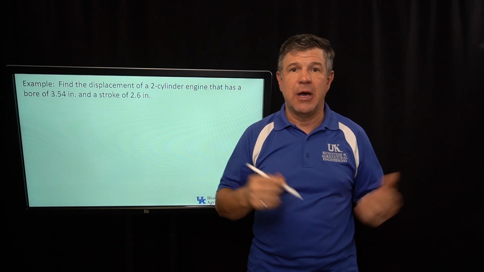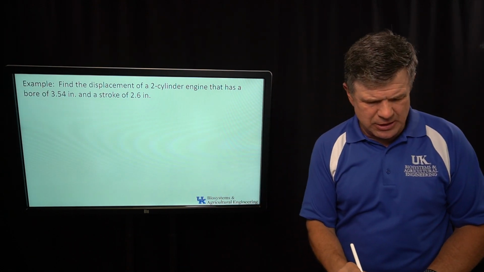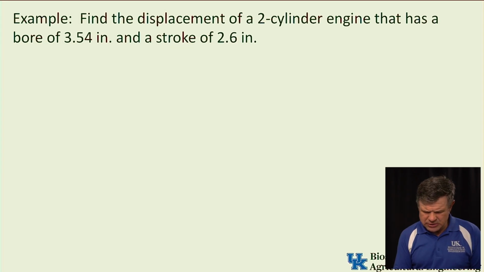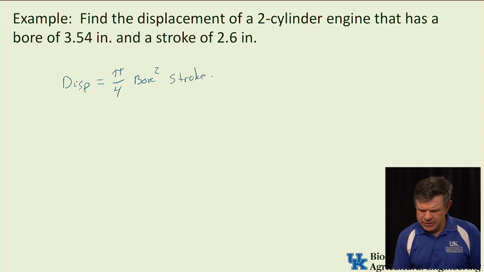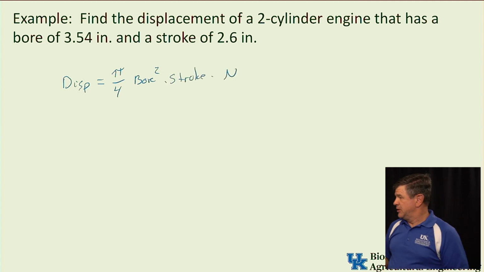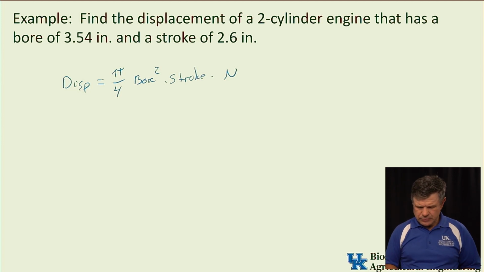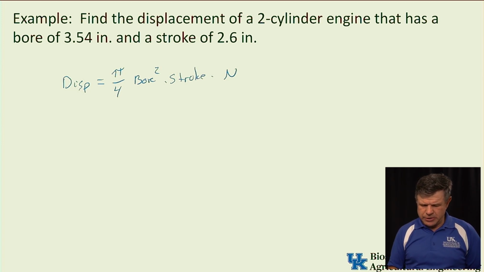Find the displacement. What's my equation? Let's write my equation down. My equation is the displacement is equal to pi over 4 times the bore squared times the stroke times the number of pistons. So displacement, pi over 4, bore squared, stroke times N.